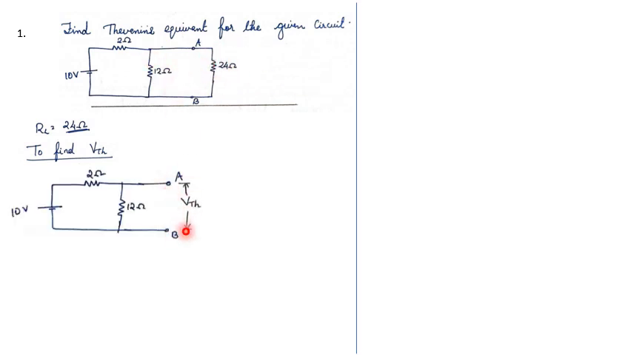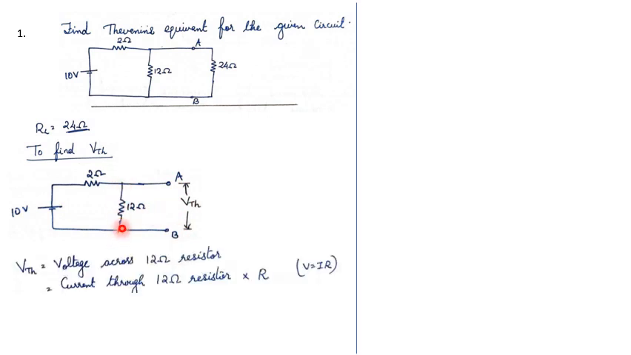Voltage between A and B will be the Thevenin voltage VTH. From this diagram, it is clear that VTH is the same as the voltage across this 12 ohm resistor. That will be equal to the current through this 12 ohm resistor into 12. This current will be 10 divided by 2 plus 12, so 10 divided by (2 plus 12) into 12. That is equal to 8.57 volt.